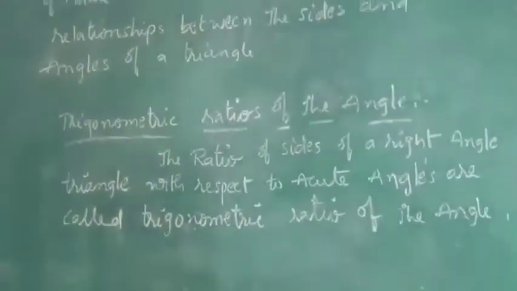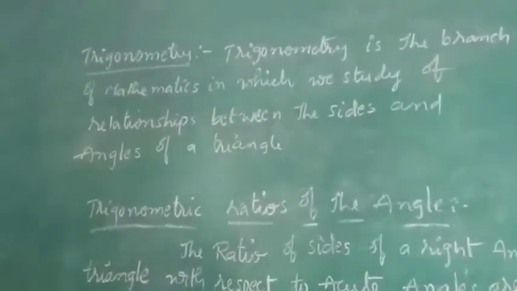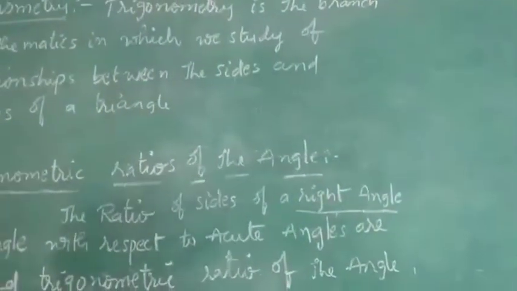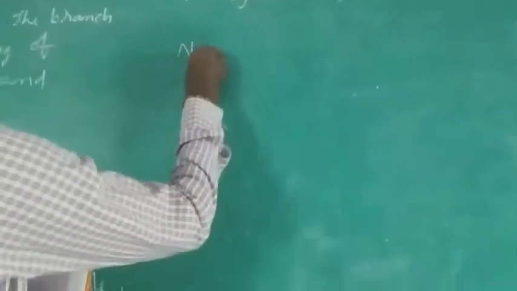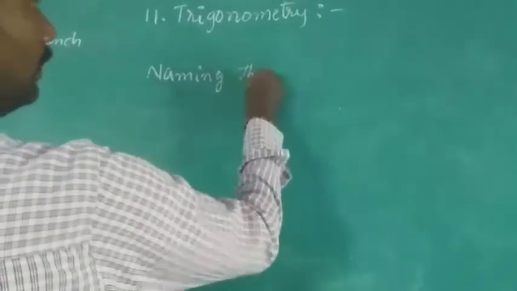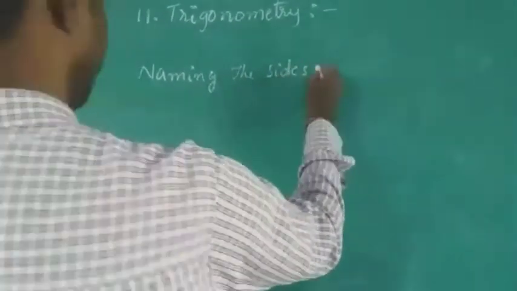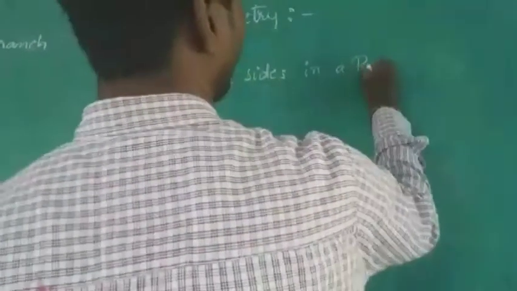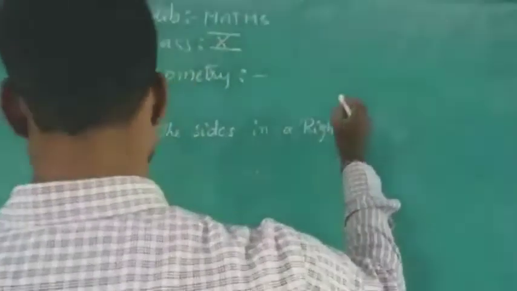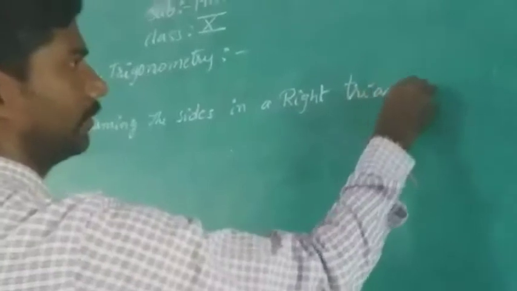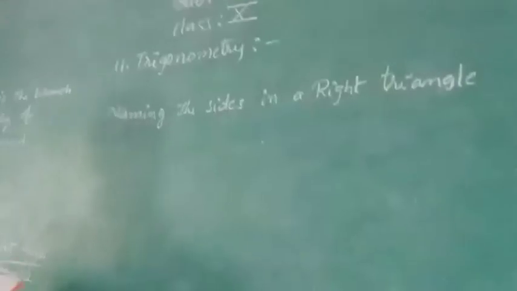Now, naming the sides in a right angle triangle. Here we are talking about the right angle triangle. See, the topic here is naming the sides in a right angle triangle. Mostly we will learn about the right angle triangle only. See the right triangle, observe it.